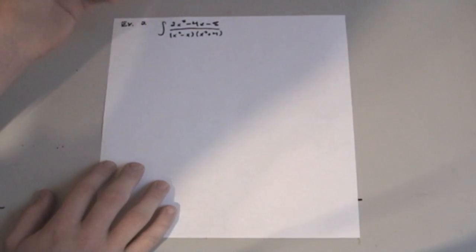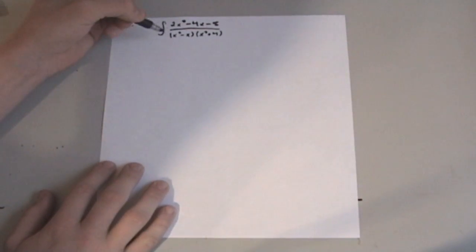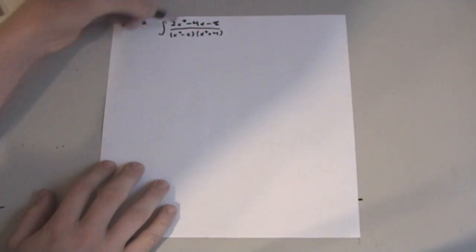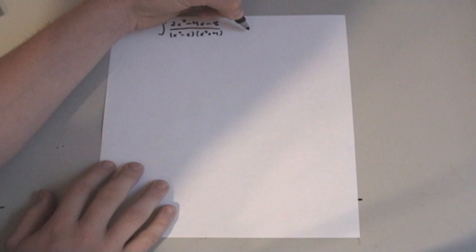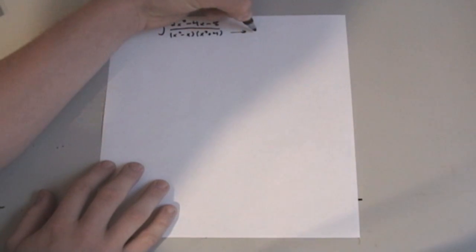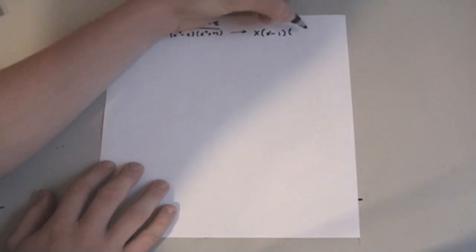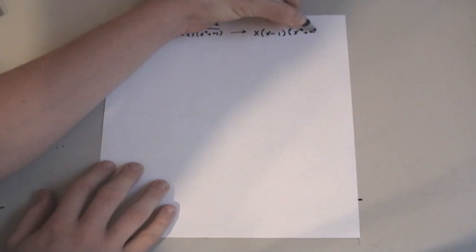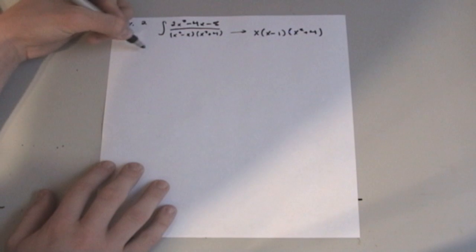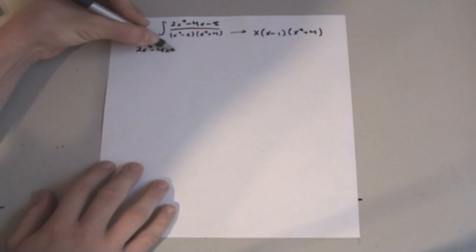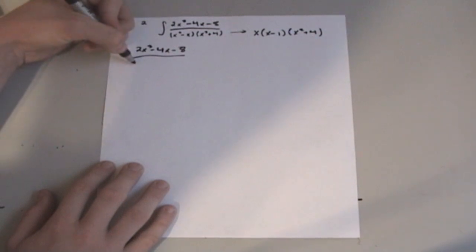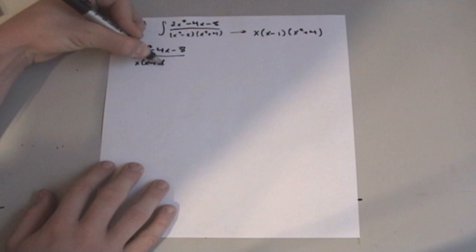Okay, we're here with another example of partial fractions. This one's a little bit more complicated. We're going to start off the same way as the last one, just simplifying the bottom, and basically we're going to get x times (x minus 1) times (x squared plus 4). Set it up the same way: 2x cubed minus 4x minus 8 all over our simplified denominator.